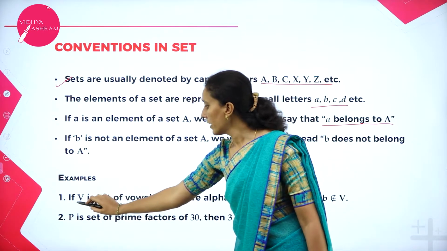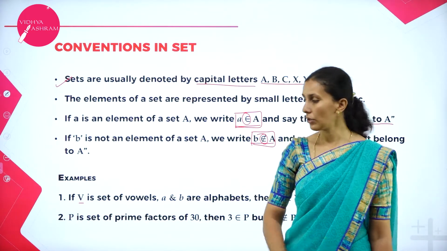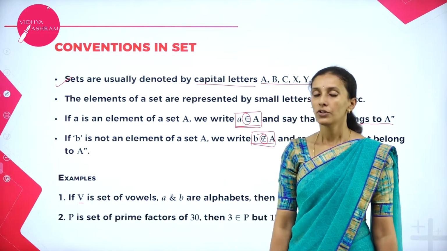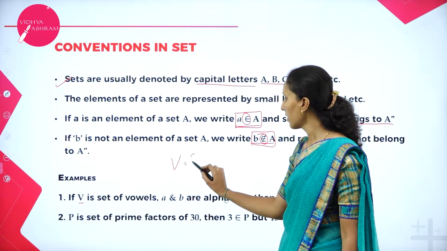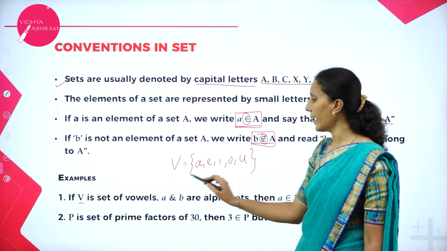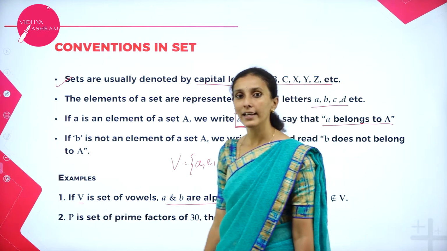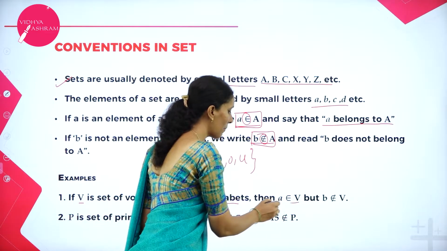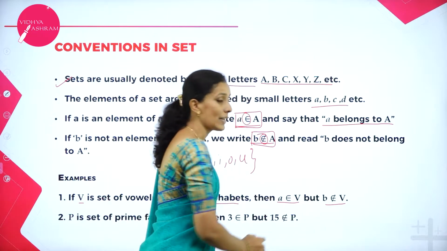Suppose V is the set of vowels. I said you use capital letters to denote a set. So therefore, the letter V is used to represent the set of vowels. So if V is the set of vowels, the elements in V can be a, e, i, o, u. These are the only elements we can have. So if a and b are alphabets, we can see a is in set V. So therefore, I write a belongs to V. But b is not in the set V. So therefore, we write b does not belong to V.